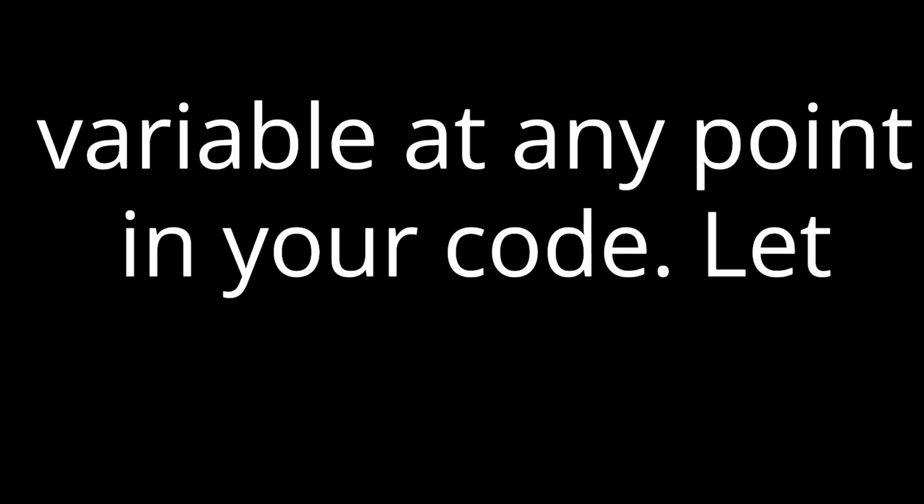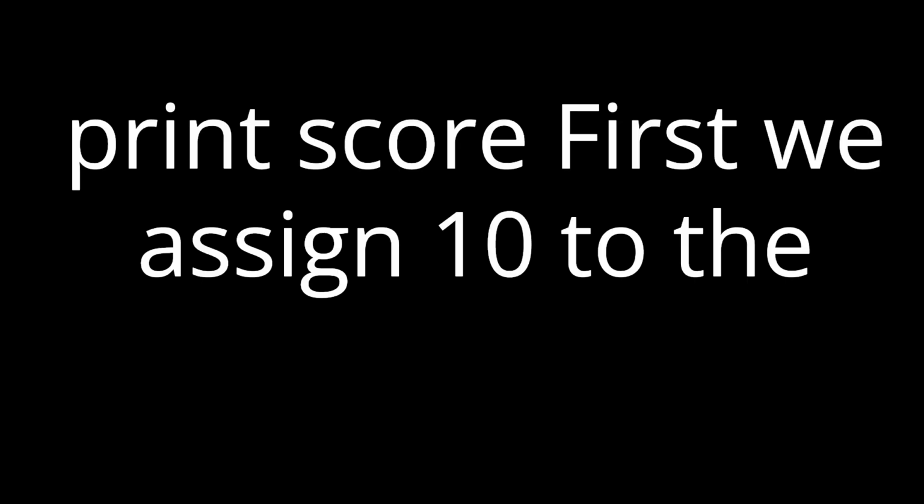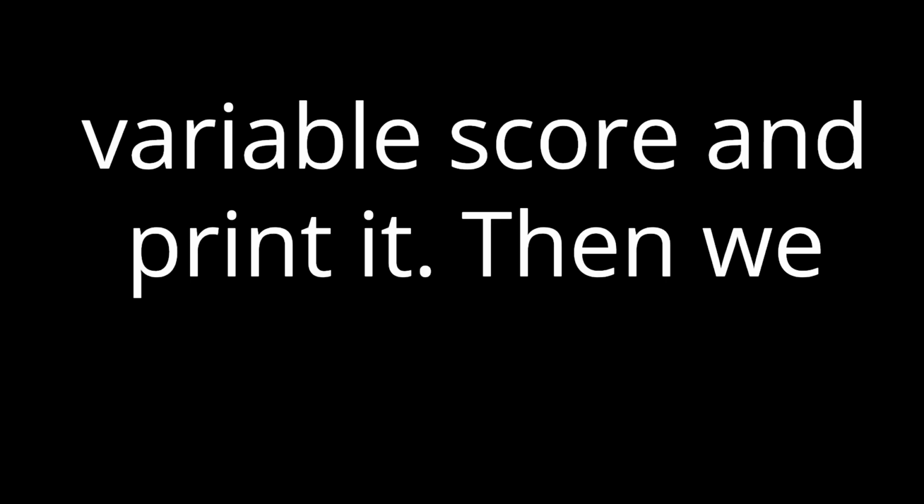Now that we have covered the basics of creating and naming variables, let us look at how we can update or change their values. In Python, variables are dynamic, which means you can change the value of a variable at any point in your code. Let us see this in action. score = 10. print(score). score = 20. print(score). First, we assign 10 to the variable score and print it. Then we change the value to 20 and print it again. This is completely allowed in Python, and it makes the language very flexible.